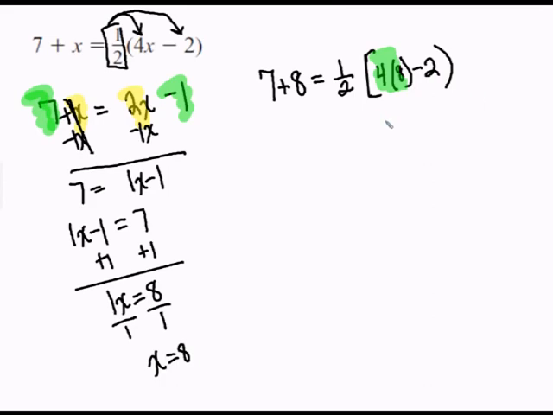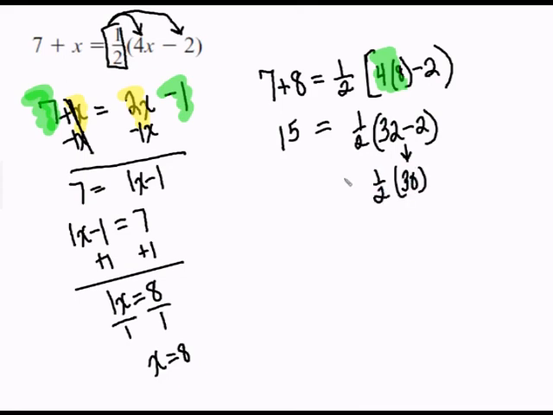4 times 8 is 32, minus 2, times 1/2 is equal to 7 plus 8 is 15. What is 32 minus 2, I ask myself? That's 30. 1/2 of 30 should equal a number. Well, 1/2 of 30 is the same thing as 30 divided by 2, and I know that's 15. 15 equals 15. My solution checks.